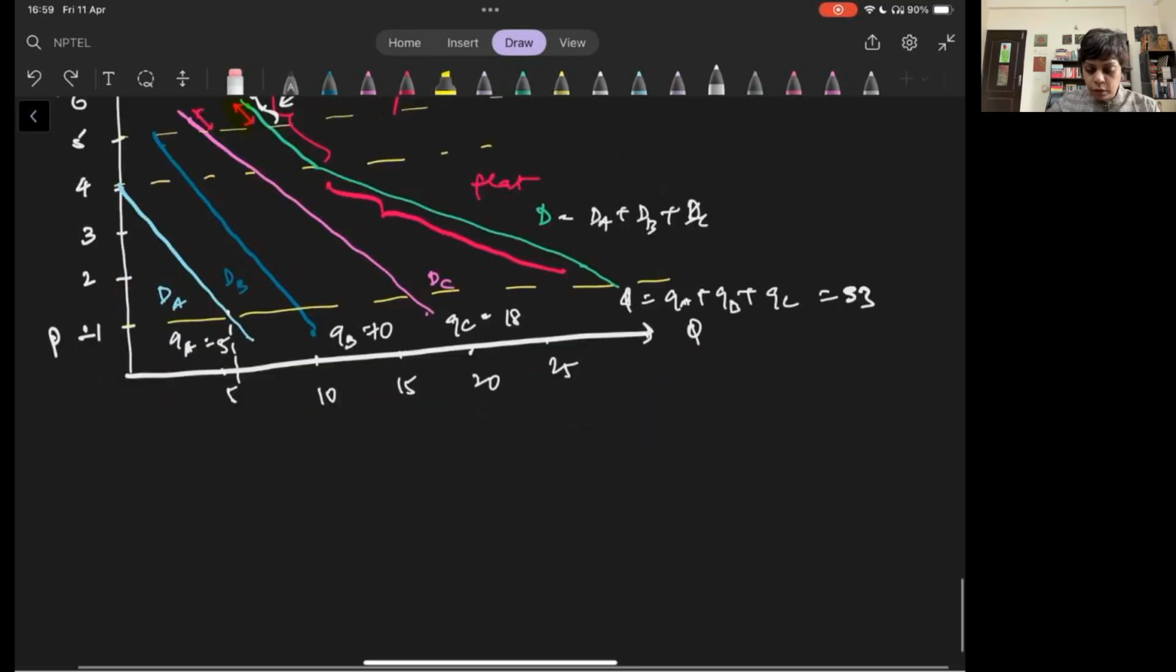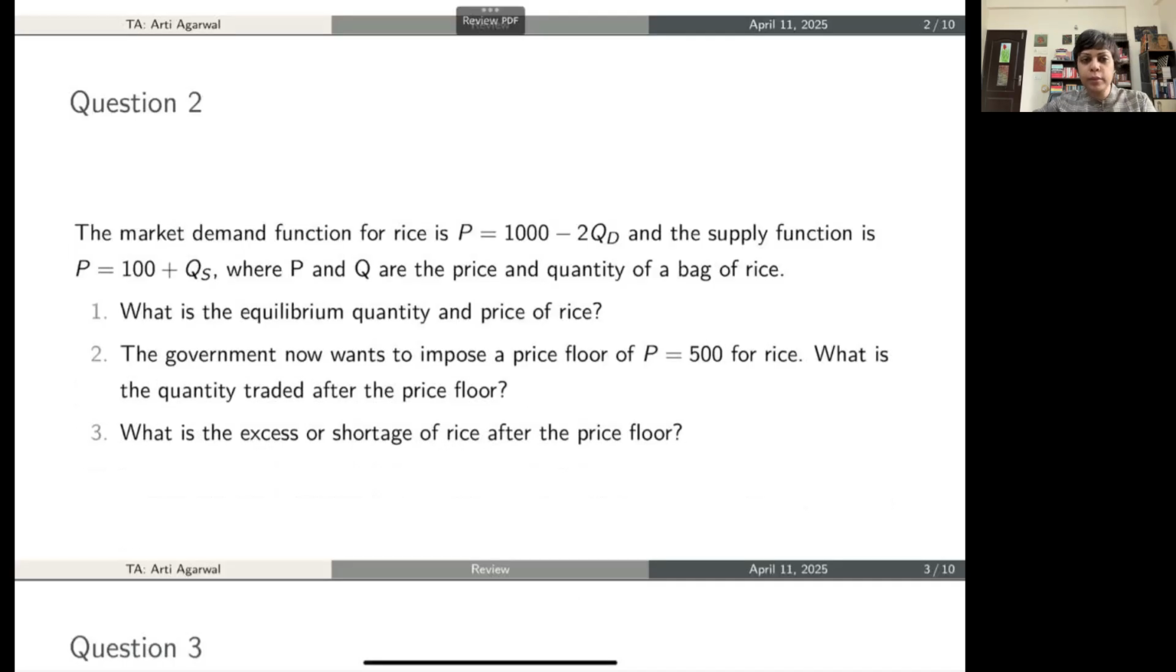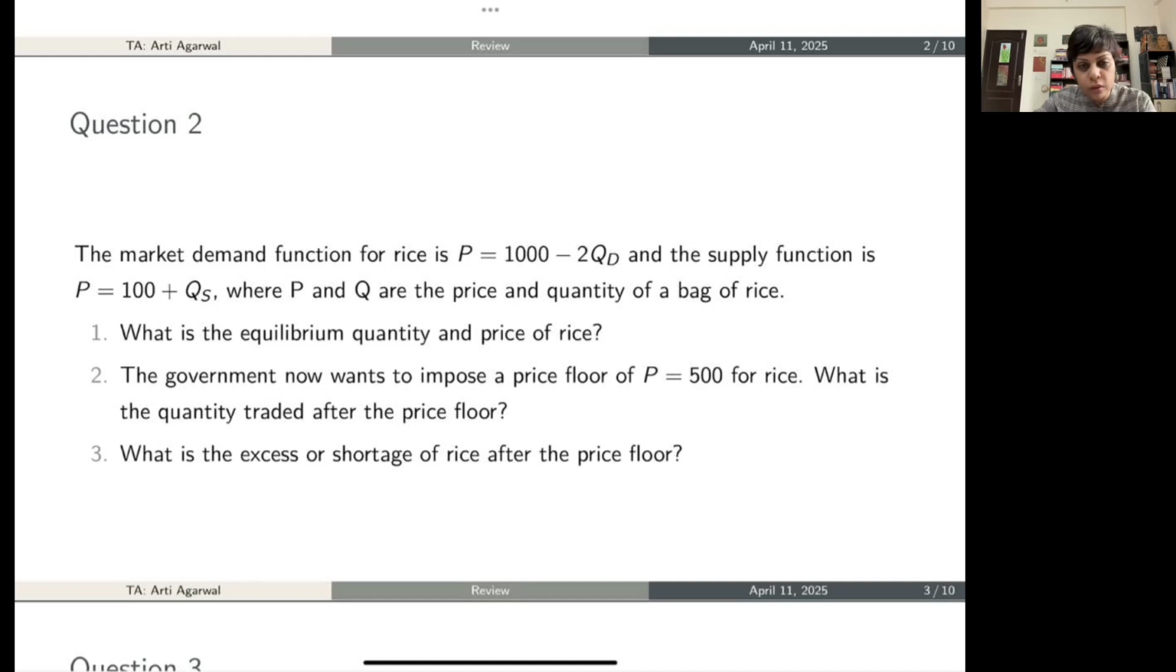Okay, so I will move to the next question. This is also a very simple question. I want you to please try and solve it, and then I will solve it.